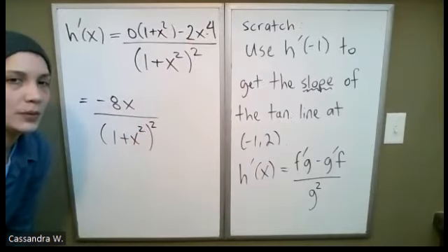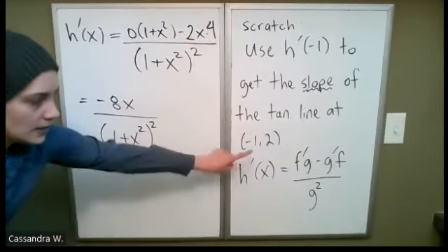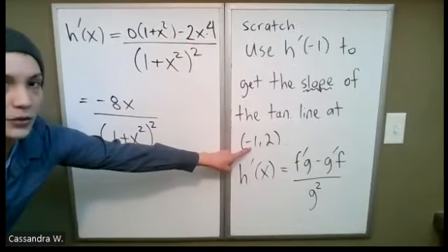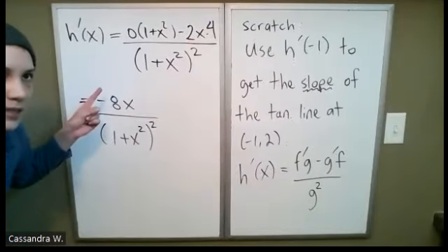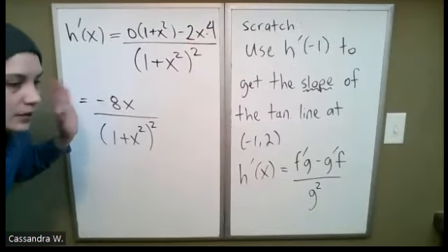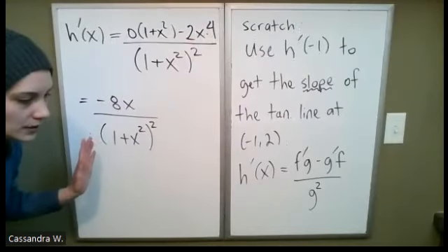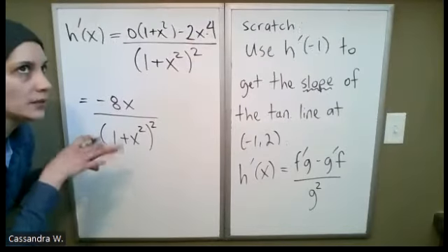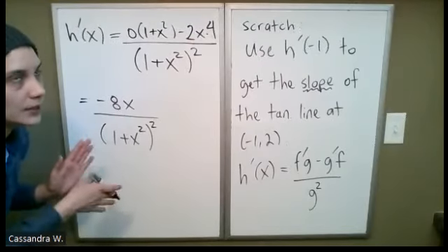Okay, what we'll want to do is substitute x equal to -1 through h prime of x to get the slope of the tangent line to the function where x is equal to -1.